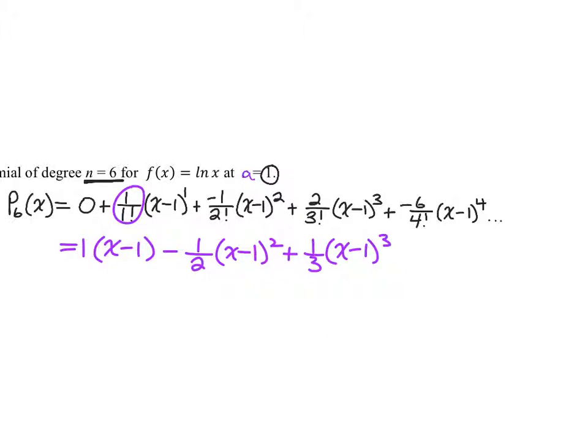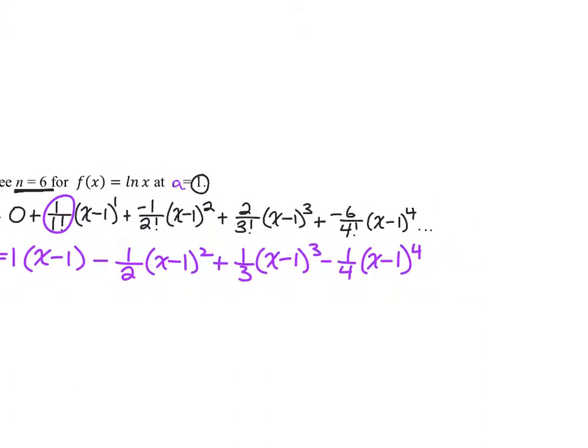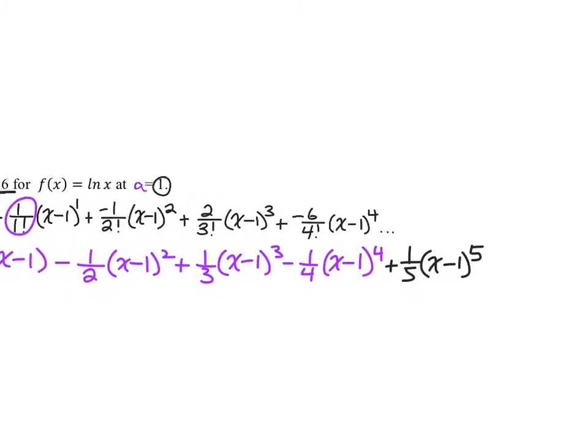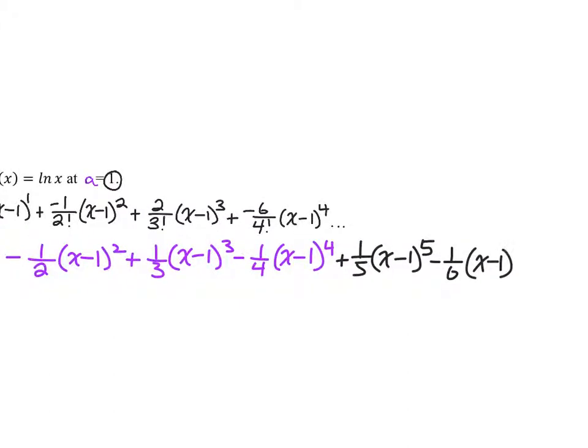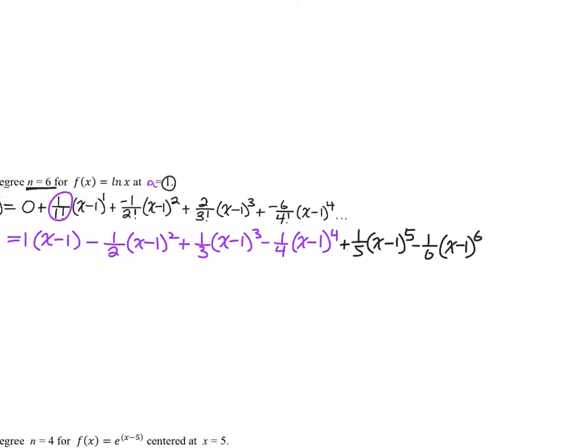I think I can just go for it, but let me double check. 4 factorial is equal to what? 24. What's 6 into 24? What does that simplify down to? 1/4. So minus 1/4 times x minus 1 to the 4th. Sometimes taking a sec and really thinking about what's going on can get the job done. We know it's alternating, so the next one's going to be positive 1/5 times x minus 1 to the 5th. And then finally 1/6 times x minus 1 to the 6th.